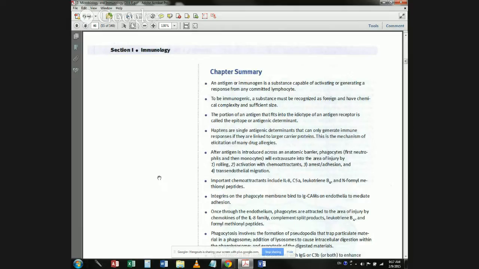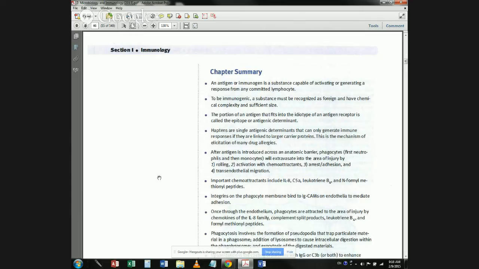Important chemoattractants include IL-8, C5a. Once they're inside the tissue: IL-8, C5a, which is from mast cells, leukotriene B4, which is coming from that whole arachidonic acid pathway, and the N-formyl methionyl peptides, which are coming from the bug itself.